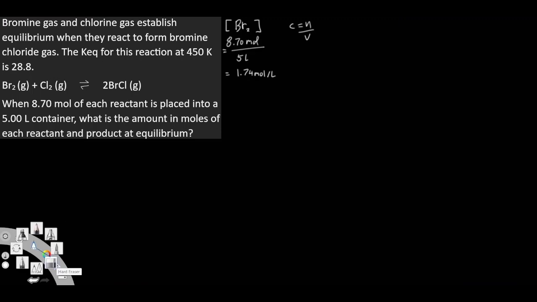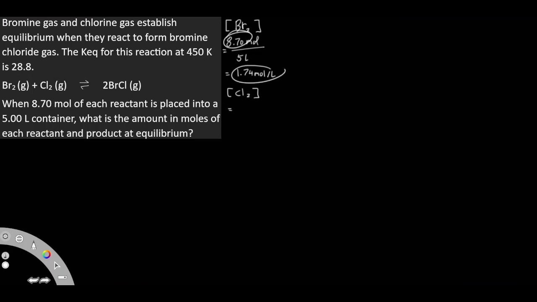Now let's do the same thing for Cl2. We're going to use the same formula. C is equal to n over V. So let's have chlorine over here, and same thing. This is the amount of moles of chlorine, also within a 5 liter container. So you just get the same answer. You just get 1.74 moles per liter.